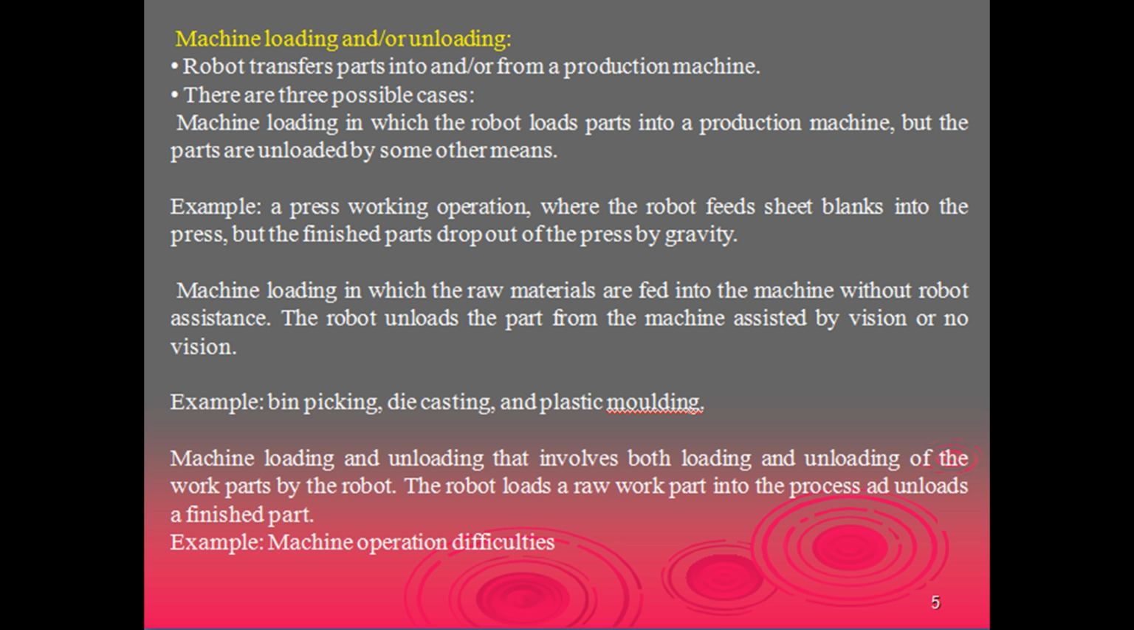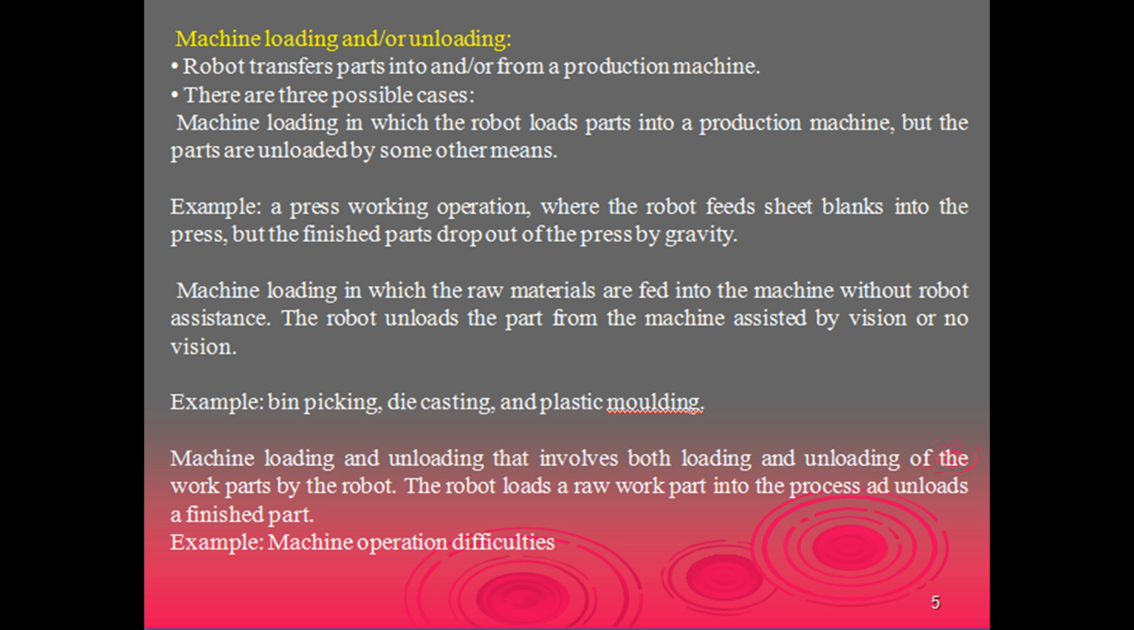The next part is machine loading and unloading. The robot transfers parts into and/or from a production machine. There are three possible cases. First, machine loading, in which the robot loads parts into a production machine but parts are unloaded by some other means.